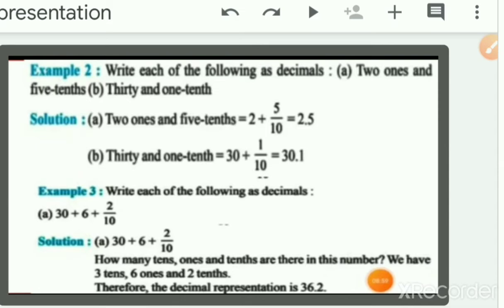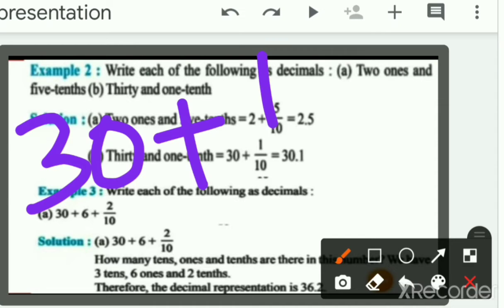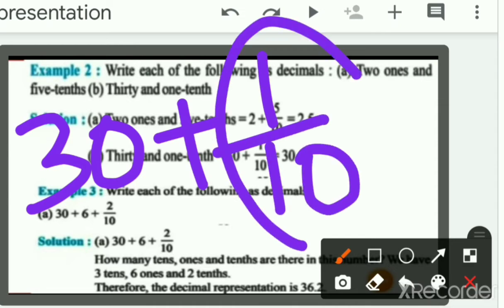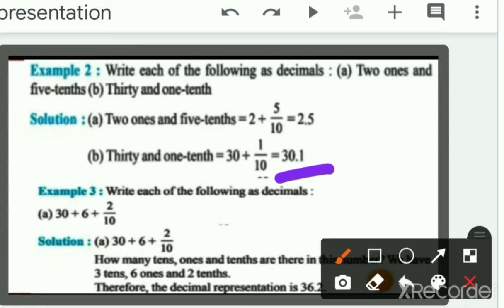Now we have 30 and 1/10. It means 1/10. Now divide this. What will come? When we divide this, we will get 30.1.